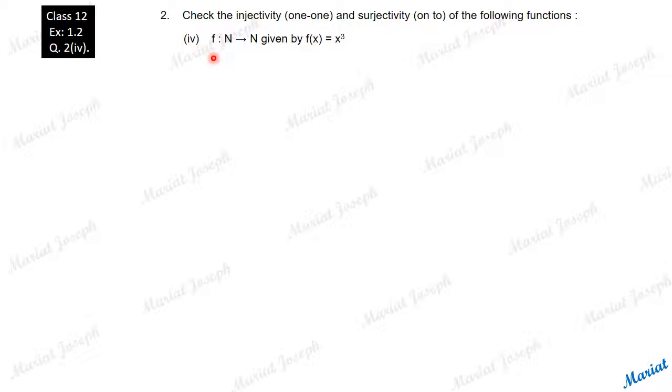The function f defined from set of natural numbers to natural numbers given by f of x is equal to x cube. This time, both domain and codomain are given to be set of natural numbers. And image of every element is calculated by the rule x cube, which means image of 2, f of 2 is 2 cube, which is 8. Image of 5 is 5 cube, that is 125, etc.